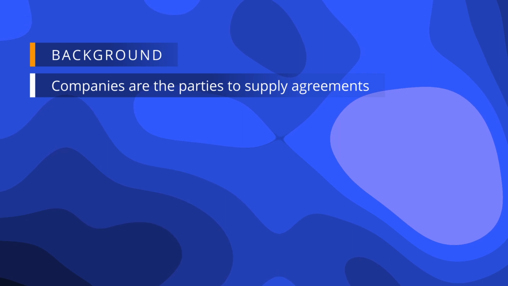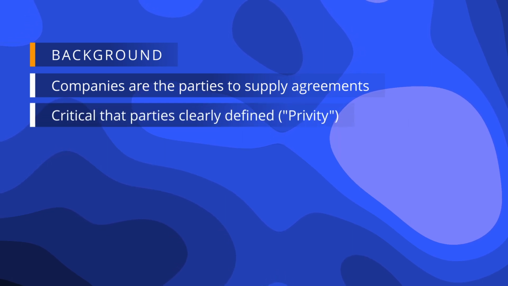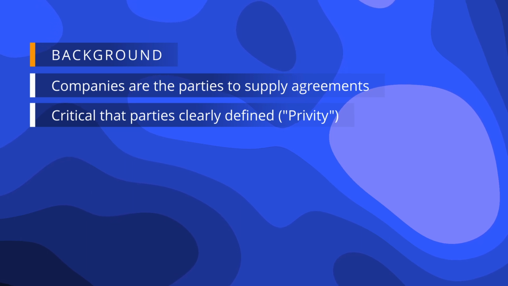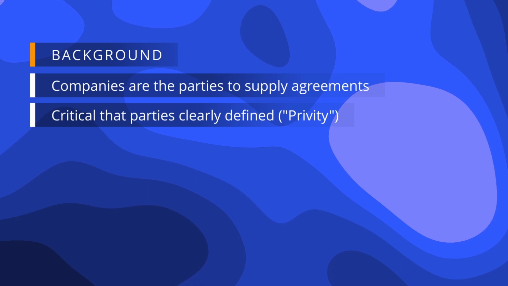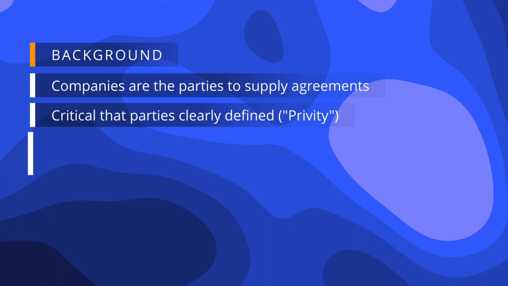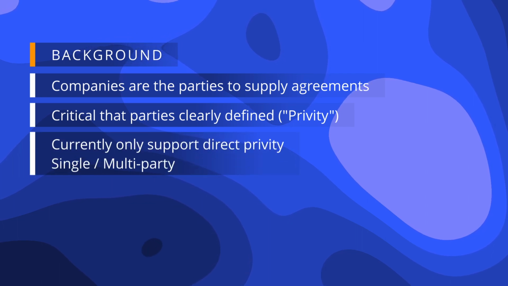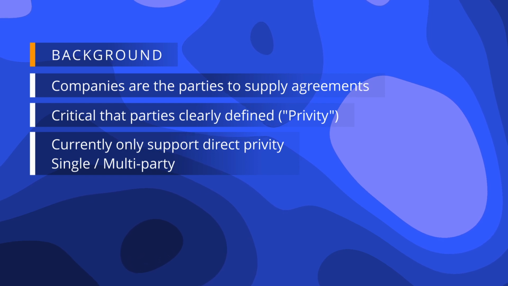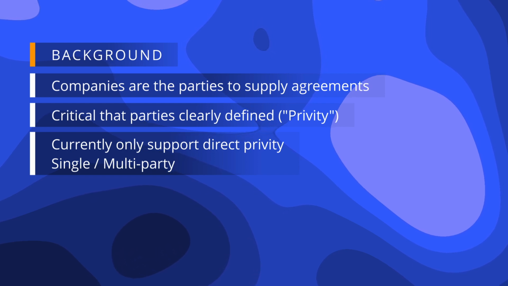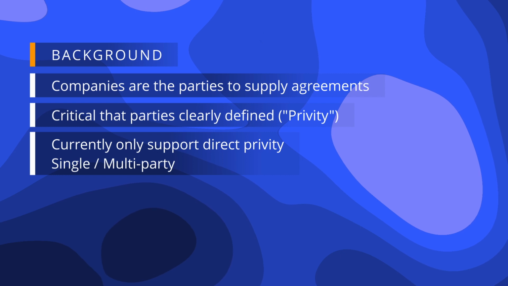It is crucial to clearly define these parties to the agreement to ensure clear privity in the agreement. By clearly defining the parties involved, their roles and responsibilities, potential misunderstandings and disputes can be minimized. Mercenta currently only supports direct privity across single and multi-party agreements, which means that the explicitly listed parties are bound by the agreement. This ensures a direct and transparent contractual relationship between the involved parties.